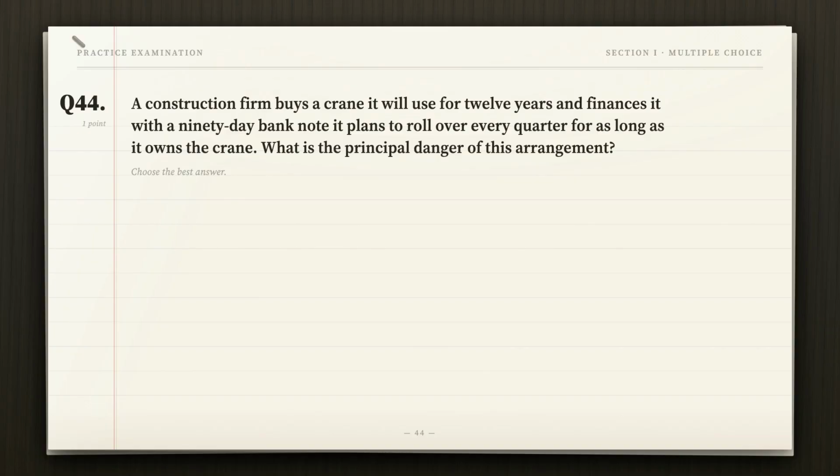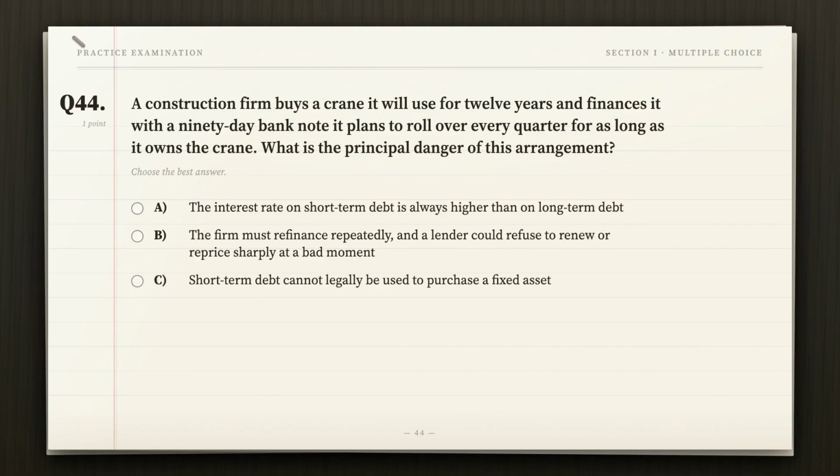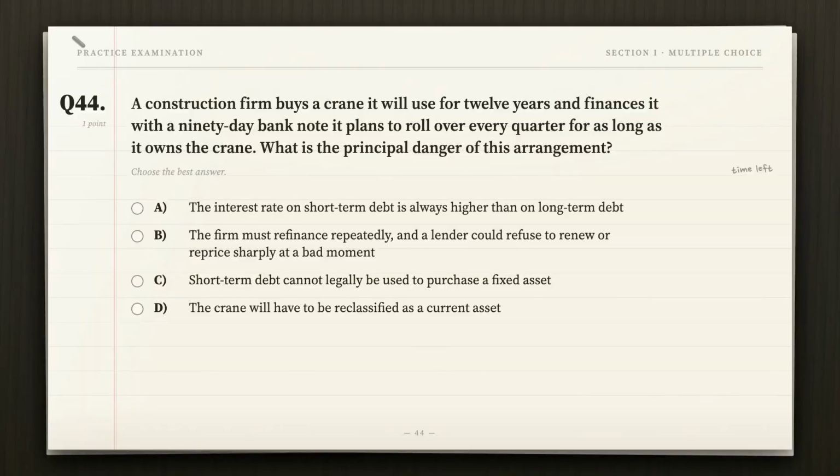Your options are A. The interest rate on short-term debt is always higher than on long-term debt. B. The firm must refinance repeatedly and a lender could refuse to renew or reprice sharply at a bad moment. C. Short-term debt cannot legally be used to purchase a fixed asset. D. The crane will have to be reclassified as a current asset. What's your answer? Commit to one before I continue.